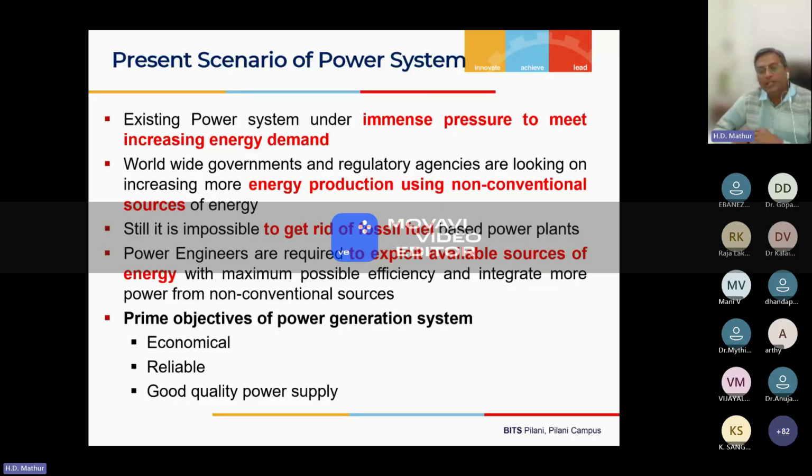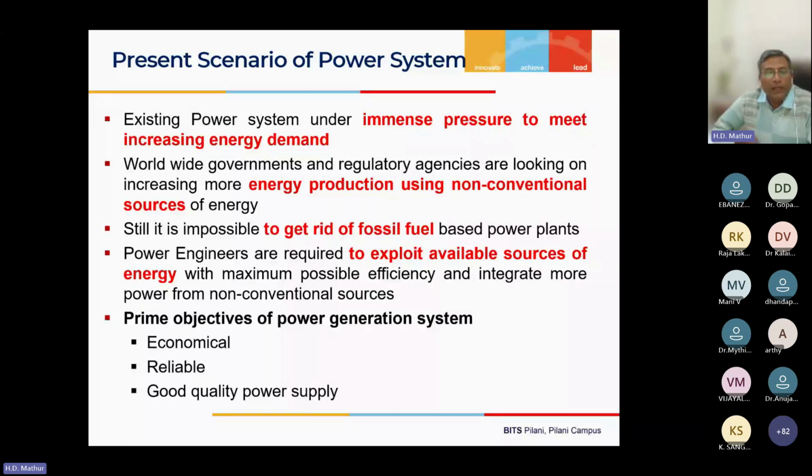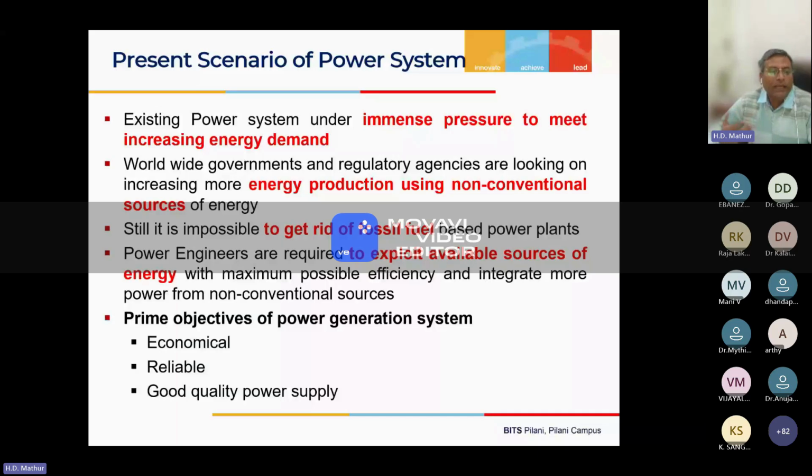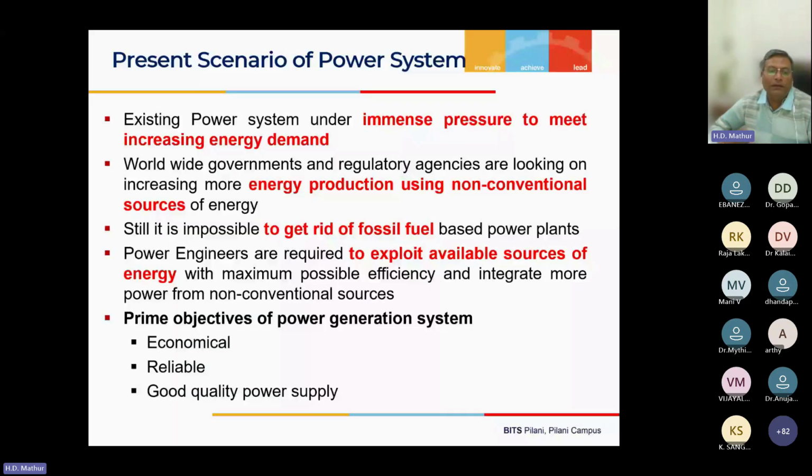Reliability is always a challenge because you do not know what is going to happen to the weather the next moment. Therefore, reliability is also a major question. Another thing is quality. Since non-conventional sources depend on nature, they are intermittent. Sometimes you have sun, sometimes you don't, sometimes you have irradiance at the level you want, and the next moment you have cloudy weather and you will not have that. So the output power you get from non-conventional sources may not be of that quality, and you need to address this issue as well.